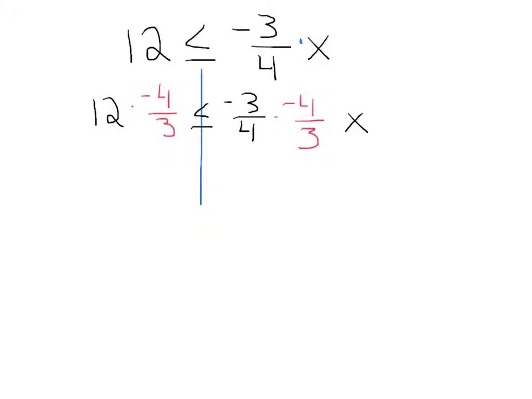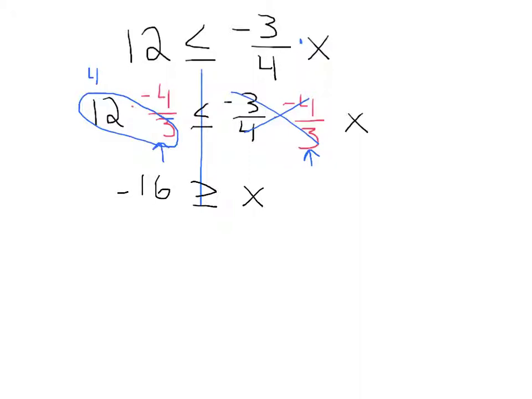The reciprocal of negative 3/4 is negative 4/3. So on the right side, these cancel, and now, because we multiplied both sides by a negative here and here, we have to flip the sign. So instead of less than or equal to, it is now greater than or equal to. My x is on the right still, and now here I have to simplify 12 times negative 4/3. If I cross simplify, 12 divided by 3 is 4, and 4 times negative 4 is negative 16.